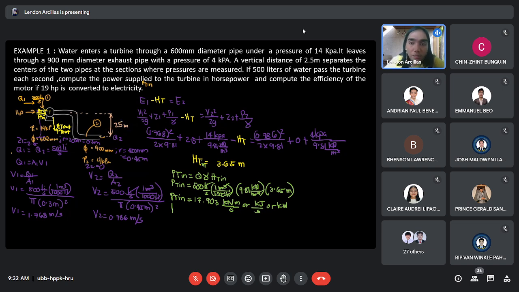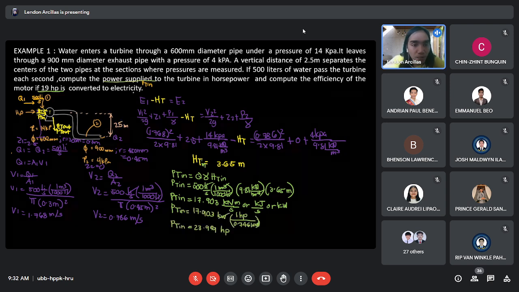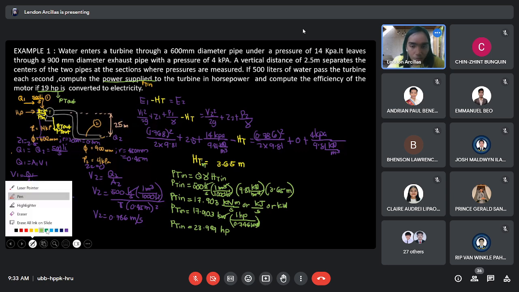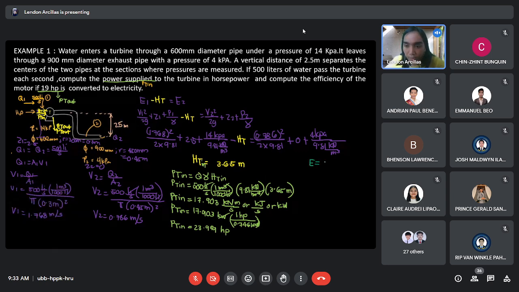Okay. Since we need to compute the efficiency of the motor if 19 horsepower is converted to electricity. Ano kaya tong 19 horsepower converted to electricity? Diba ito yung PT out? Right, so this is the PT out, that is the power converted to electricity. So meaning meron na tayong PT in and wala tayong efficiency, but meron tayong PT out. So the formula for efficiency is P out over P in.